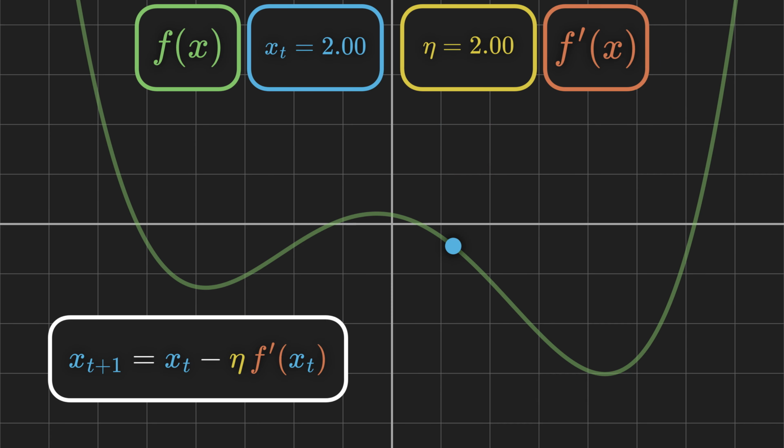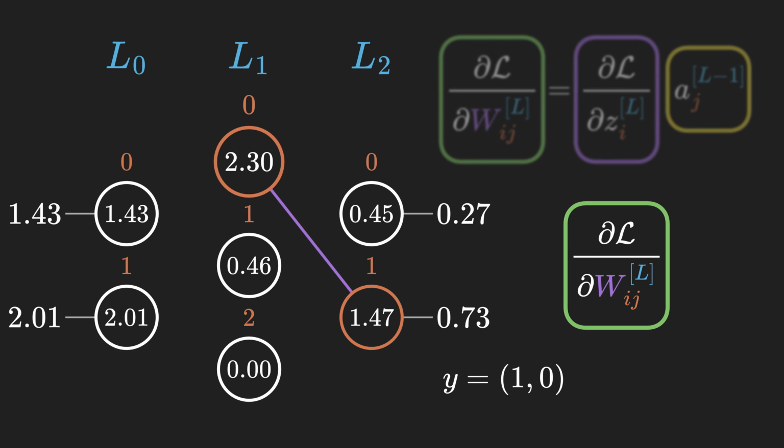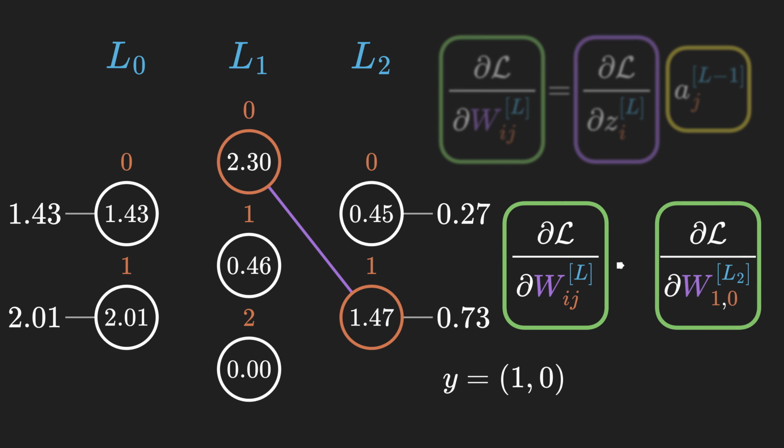Remember, in our earlier simple example, we asked, how should we move our point to make the function smaller? Here is the same idea, except now the question is, how should we change this specific weight to reduce the loss of the whole network?